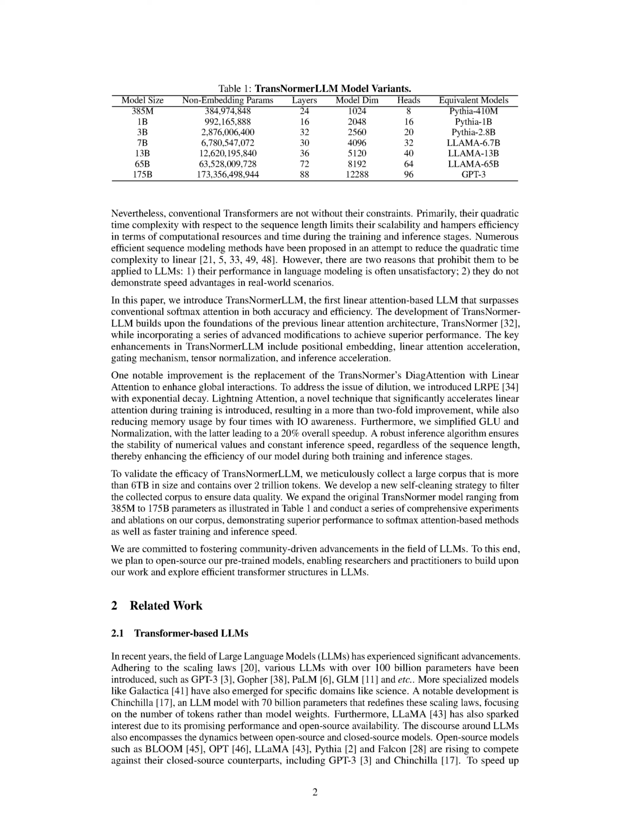To demonstrate the effectiveness of TransNormerLLM, we've collected a large corpus that is over 6 terabytes in size and contains more than 2 trillion tokens. We've developed a new self-cleaning strategy to filter the collected corpus to ensure data quality. We've expanded the original TransNormer model ranging from 385M to 175B parameters as shown in the table and conducted a series of comprehensive experiments and ablations on our corpus. The results show superior performance to softmax attention-based methods as well as faster training and inference speed.